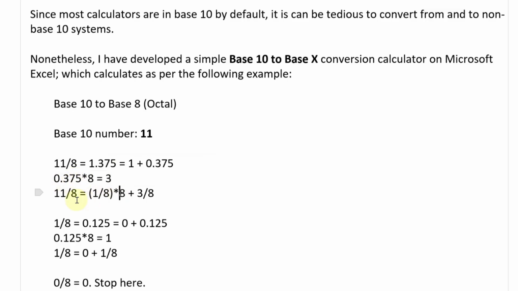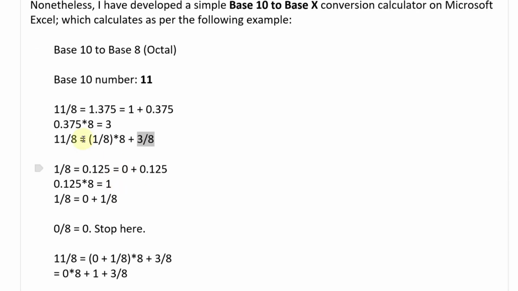So what we can do is write this as 11 over 8 equals 1, and we're going to write this number 1 as 1 divided by 8 times 8. So we're not changing anything here. We just have divided by 8 times 8, that's 1, it goes over there. And then there's going to be plus 3 over 8. So we'll show you why we're doing that in a bit.